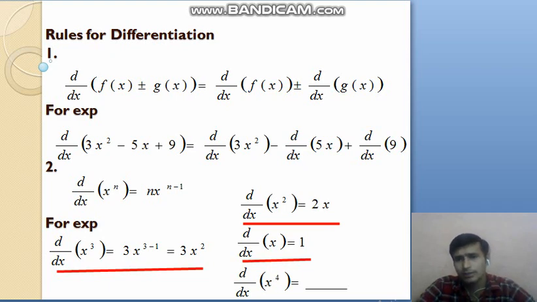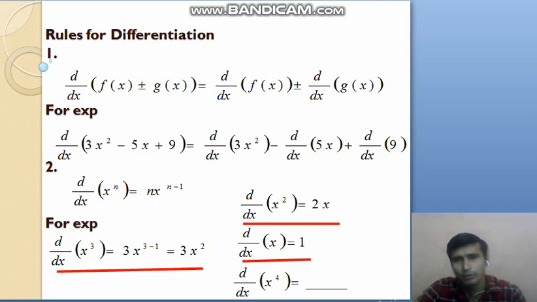So you can easily calculate the differentiation of x raised to 4. What is the differentiation of x raised to 4? It is 4x cube, right? So differentiation of x raised to 4 is 4x cube. So clear about this, both the first rules, right? Rule number 1, differentiation in addition and subtraction. Rule number 2, differentiation of power, right? Both rules are important to calculate the differentiation.